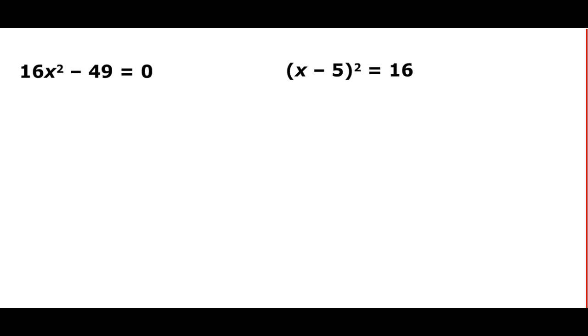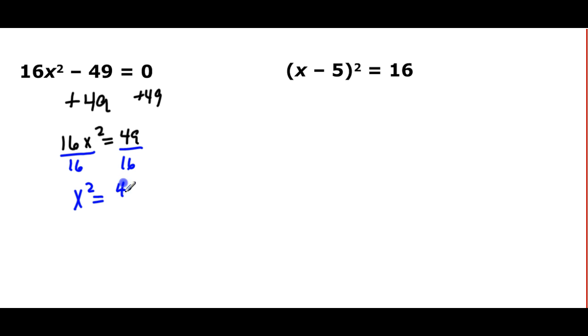Let's try a couple of these. Now, these are set up just a little bit differently. What you've got to do is isolate the x squared first. So I'm going to start this one by adding 49 to both sides. That's going to give me 16x squared is equal to 49. Then we're going to divide both sides by 16. That's going to give me x squared is equal to 49/16. And then lastly, we're going to take the square root of both sides. That's going to give me x is equal to plus and minus 7/4. So positive 7/4 and negative 7/4.